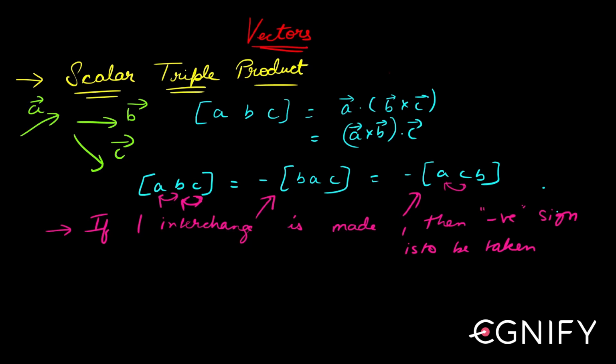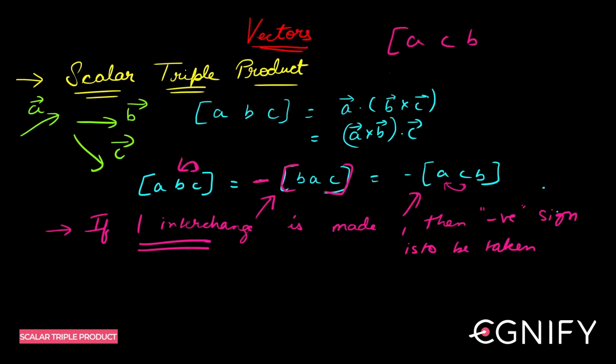So fine, if you want to change A and B, there are no issues. Make changes to A and B, write box BAC, but don't forget to write this minus sign. Why? Because you are making just one interchange. If you want to change B and C, fine, you write A, C, B. But if you want to make this equal to box ABC, then you'll have to put a negative sign. Only then it will be equal to ABC, right?